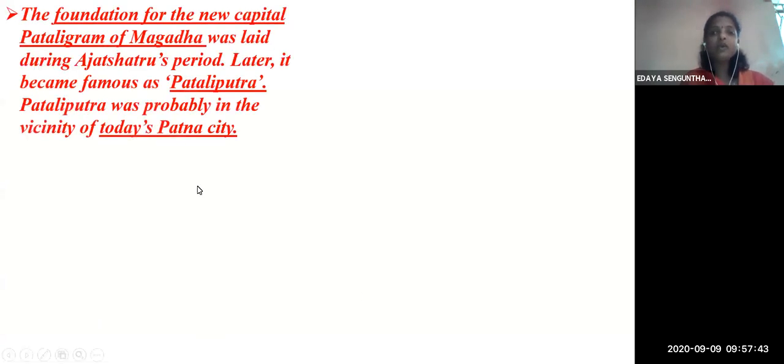The foundation of the new capital Pataligram. We have read that Pataligram was the new capital for Magadha. At the time of Ajatashatru, it was changed. Later, it became famous as Pataliputra. From Pataligram, it was named Pataliputra. Pataliputra was probably in the vicinity of today's Patna. Now the same place is called Patna.